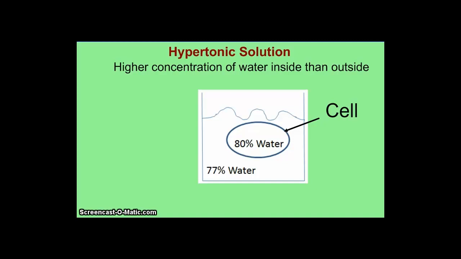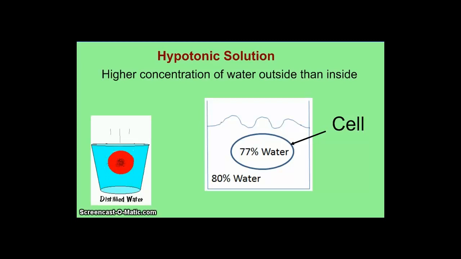When the higher concentration of water is inside of the cell, we call that solution hypertonic. More water in the cell. Hyper means more. And in this case, because molecules move from high to low, water is going to move from high concentration, 80% inside, to a low concentration, 77% outside. The water will move out of the cell. H2O will move out, which will cause the cell to shrink in size.